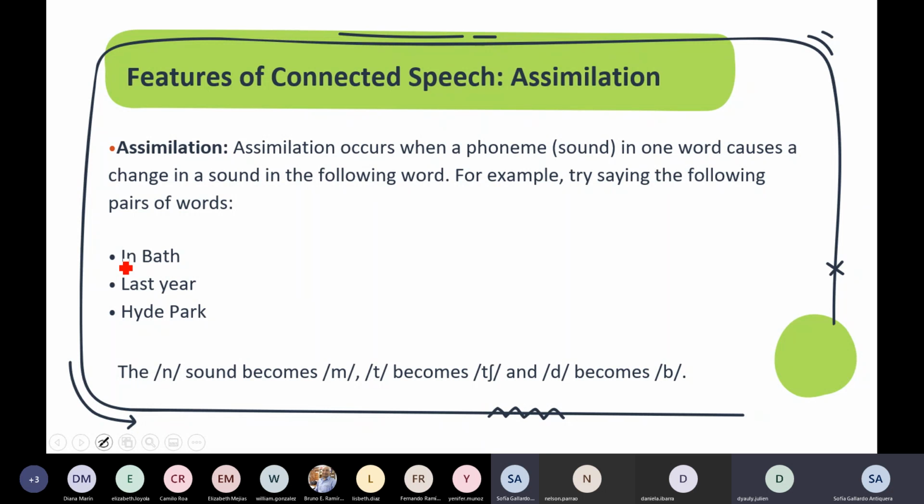And if you want to sound even more like a local, because Bath is a city in England, you could say it the way they do, since they change the th for an f. But that's not really the focus of this example. In the first example, we can see that the N sound becomes an M.